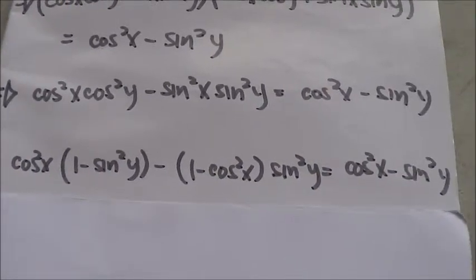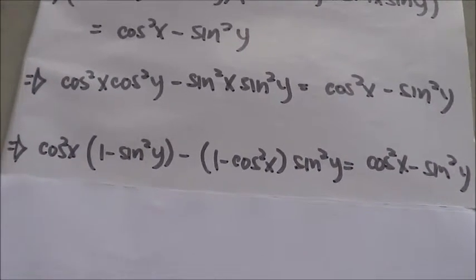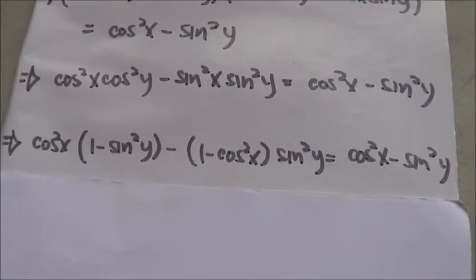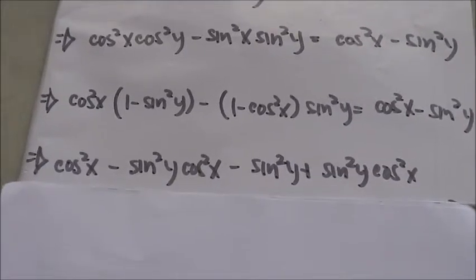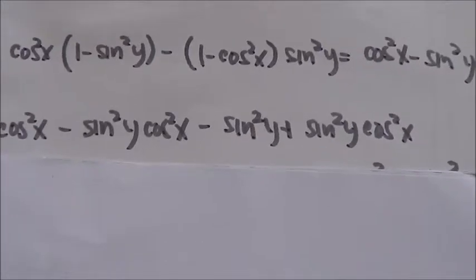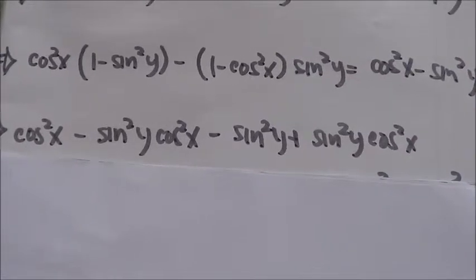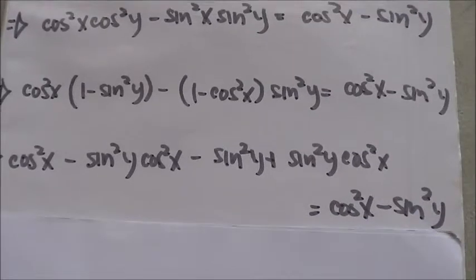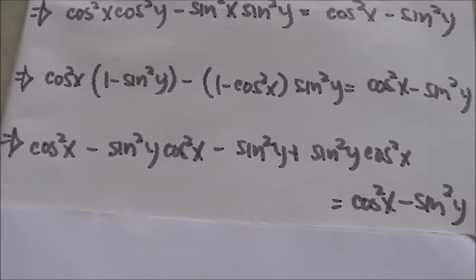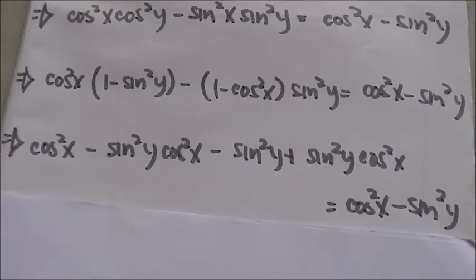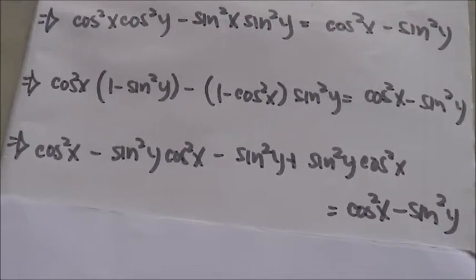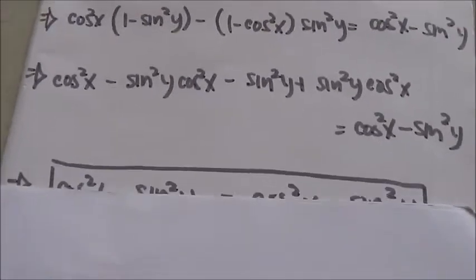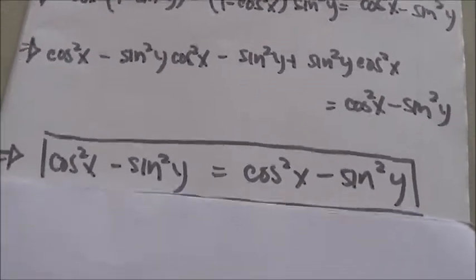So doing so, we get the following equation, and from this we distribute the terms. So the resulting equation would be cosine squared x minus sine squared y, cosine squared x minus sine squared y plus sine squared y cosine squared x is equal to cosine squared x minus sine squared y. From this we can see that we can cancel out the term sine squared y cosine squared x, and what we're left with is cosine squared x minus sine squared y, which is the right hand side. So we have solved the problem.